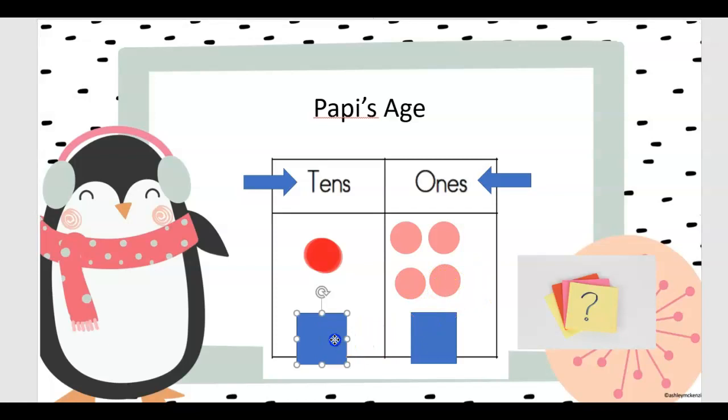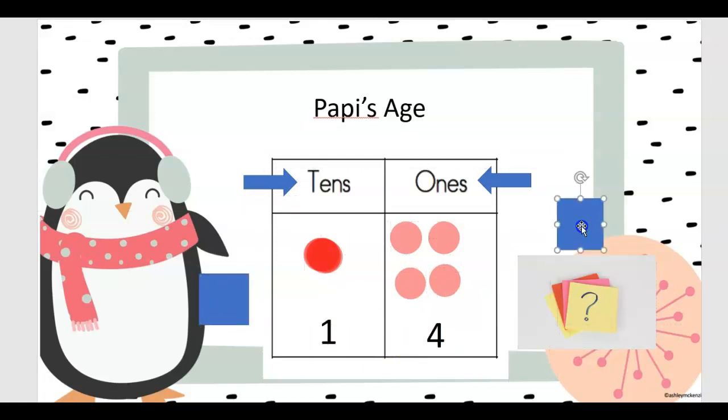She looks pretty good for her age. She is 1 ten and 4 ones. She's not 1 and 4. She's not 1 plus 4. She is one group of 10. Remember we counted to 10 plus 4 more. She is 14 is how we say that numeral.